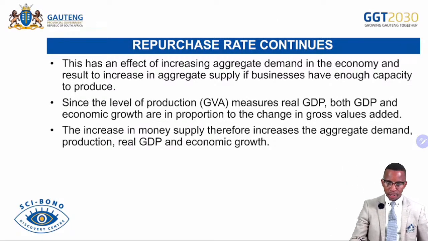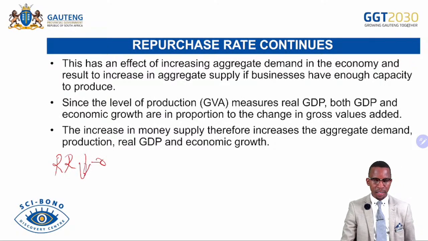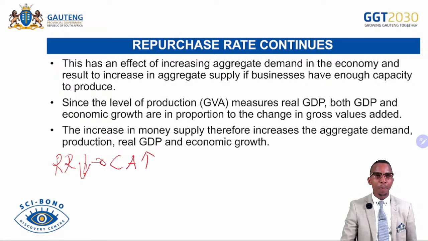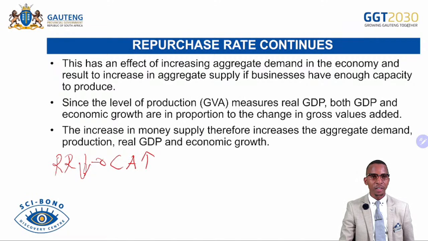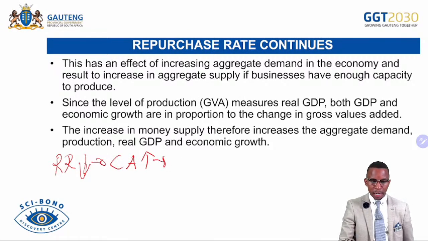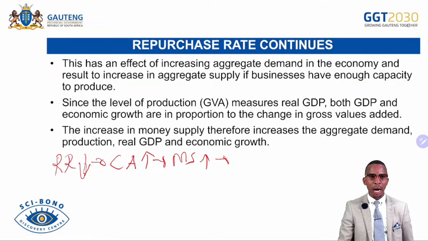So let's see. Repo rate is decreasing. I will use arrows. If it decreases, the credit availability will increase because people will be willing to take more loans from the commercial financial sector. And then as a result, what happens? The money supply will increase in the economy. If there's more money, people are always willing to spend. So what happens? The aggregate demand will increase in the economy.